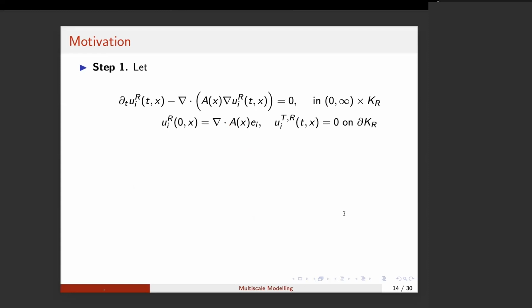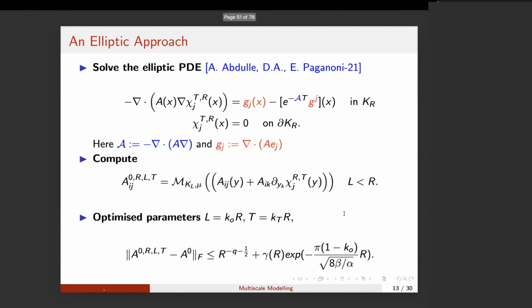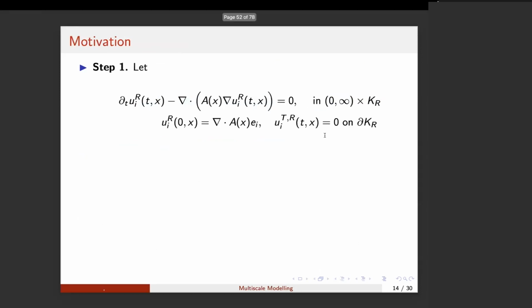So what is the motivation behind this? I would like to motivate why we have this term here. The original PDE that we had was only this term posed over R^d, over the entire domain. This was the reference. Now we are simply replacing R^d with K_R at the expense of adding one extra term.